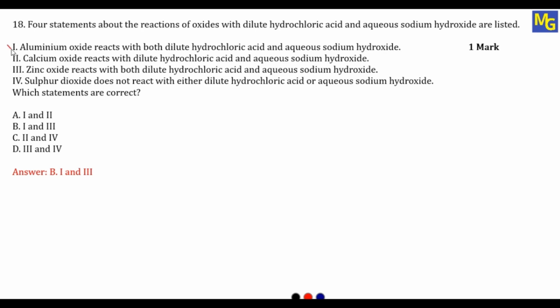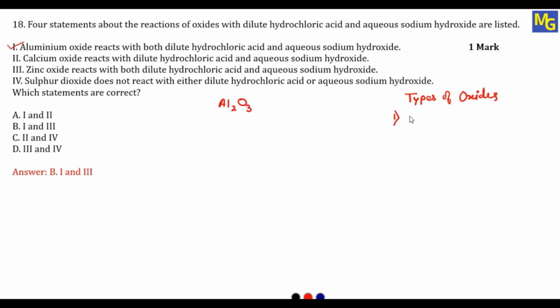Now the first statement, aluminium oxide. What is aluminium oxide? Aluminium oxide is Al2O3. They are saying aluminium oxide reacts with both dilute hydrochloric acid and aqueous sodium hydroxide. Before going to the answer, first we will see the types of oxides. We have three types of oxides.